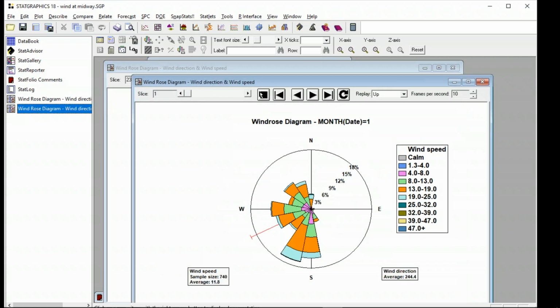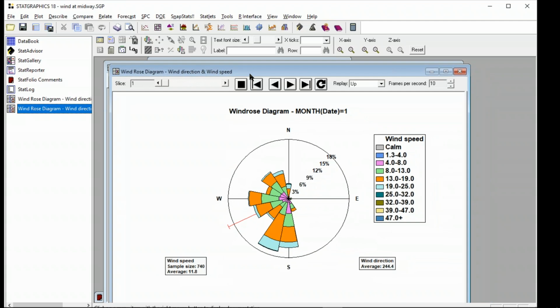Okay. Now, I can also ask how it changed over the year. Here I'm going to use the month operator in Statgraphics to extract data for each month. This is a wind rose for all hours of the day in January. And you can see in January, rarely did the wind come from the east. It always came from either the northwest or the southwest, sometimes directly from the south.